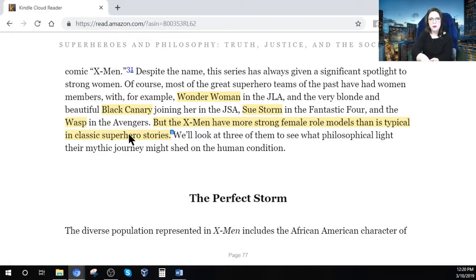Now, please keep in mind that this book was written almost 15 years ago, and I do believe that DC has been doing a great job in bringing about more strong female leads. But I do concur with Housel in that I think Marvel does a better job with diversity than DC does. But that was the whole point that Marvel was trying to make back in the 1960s: diversity.